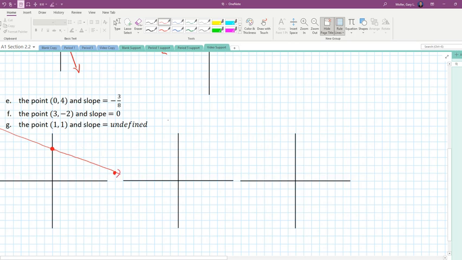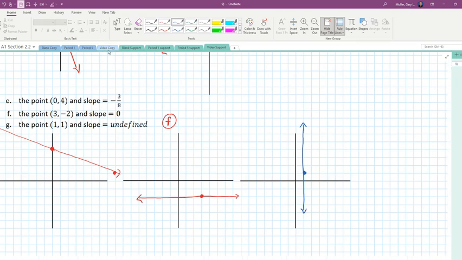Part F here is (3, -2) and a slope of 0. So this is where we've got to remember what a slope of 0 means. It means I go up nothing and over, up nothing and over. That is a horizontal line. So a slope of 0 equates to a horizontal line. And then the next one, we have a point at (1, 1) and a slope that's undefined, which is code telling us that it is a vertical line going through that point.